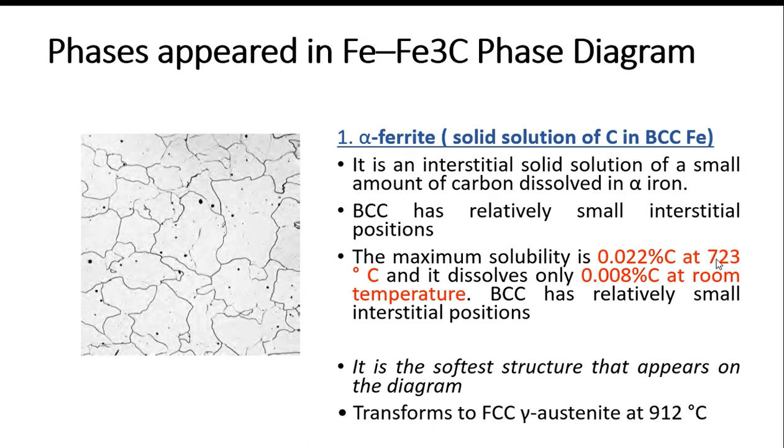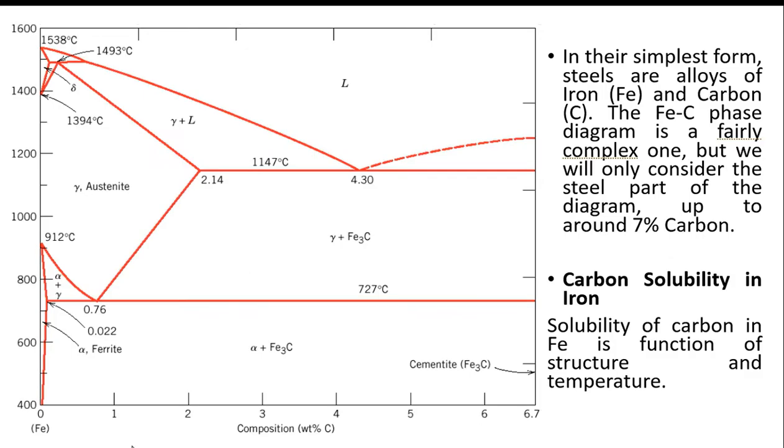So the maximum solubility is 0.022% at 723 degrees, and it dissolves only 0.008% carbon at room temperature. This is the amount, so in between you can change. BCC has relatively small interstitial positions, so that amount will change, because the interstitial positions change with the structure. It transforms to FCC austenite at 912 degrees. If you refer to the diagram, you can easily understand what 0.022 is. Right here, this one, 0.022 changes.